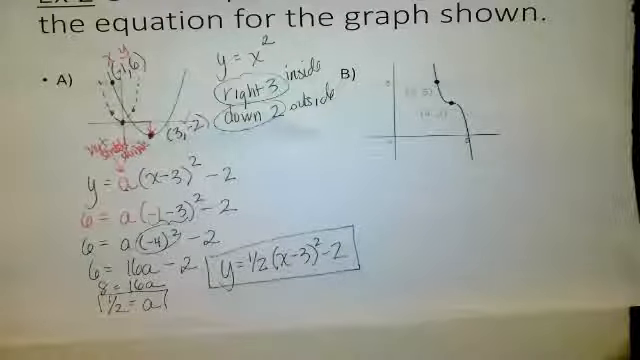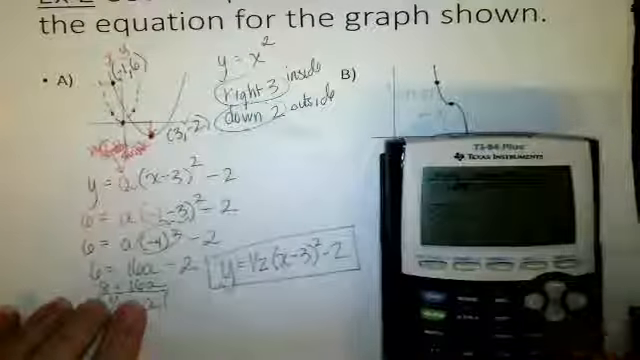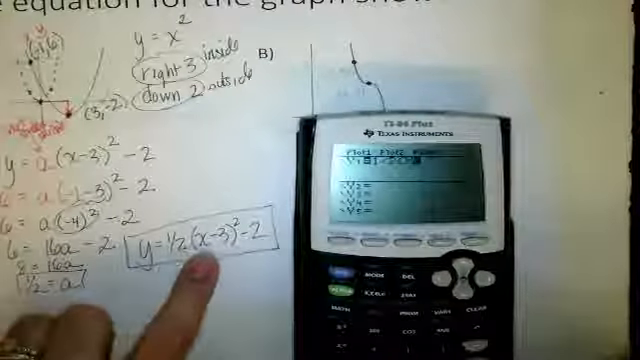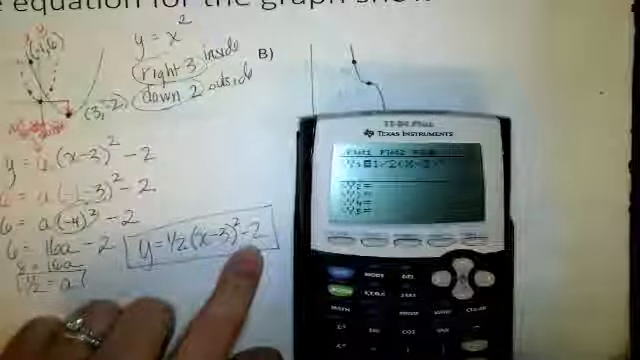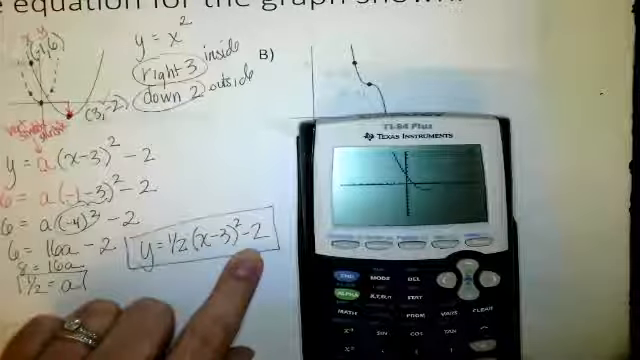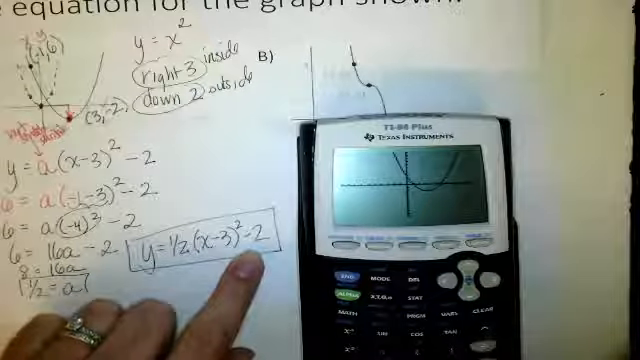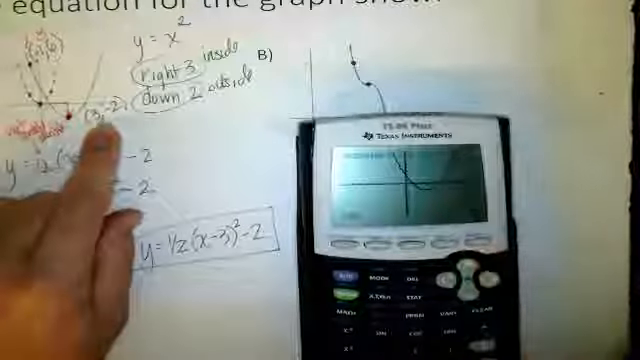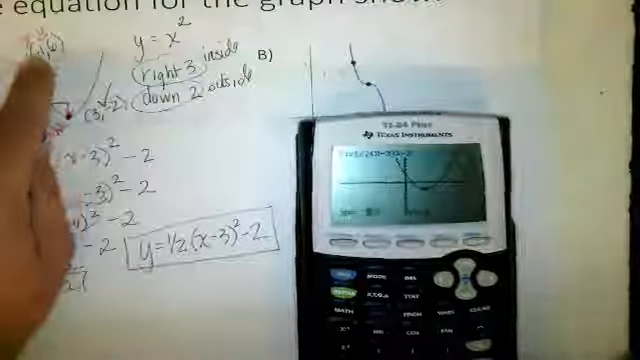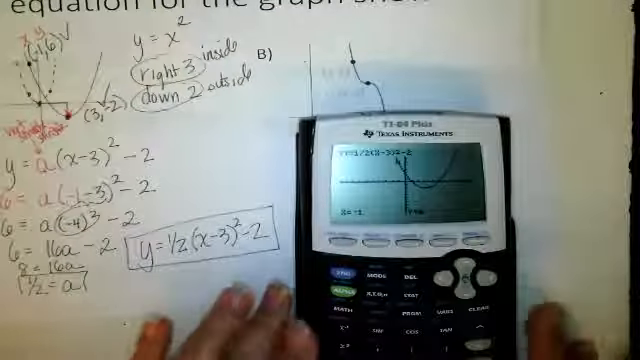What should you do? Graph it. Because when in doubt. So we can plug in the formula that we just found: 1/2 quantity X minus 3 squared minus the 2. And I can graph it. Looks pretty good. And then what am I going to actually check? Trace. I can use trace and test these points. When I plug in the 3, I get the 2. And when I check -1, it gives me the 6. So I know I did it perfectly correctly.